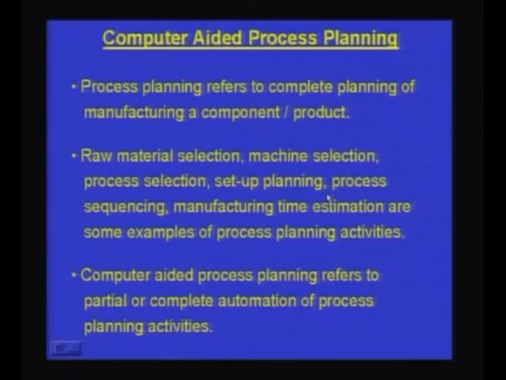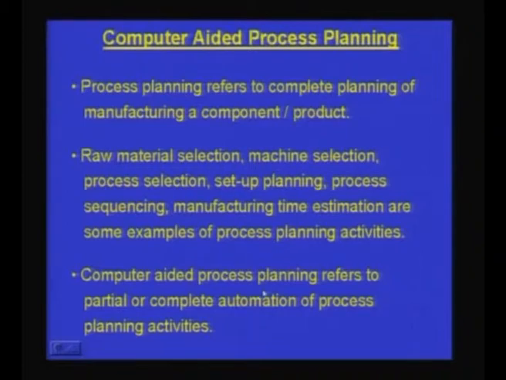If there are a number of operations which have to be carried out on a part, the sequence is very, very important. It not only has a cost implication, it also has serious quality implications. So, that is also a part of process planning, and many a times you have to estimate manufacturing time a priori before you actually go for actual manufacturing. So, all these things are typical examples of a process planning activity, and computers can be used in these situations.